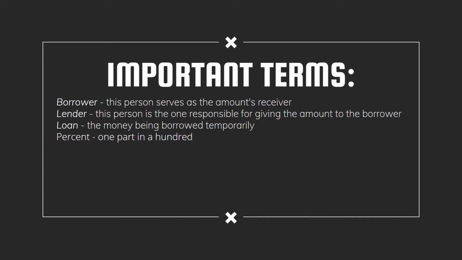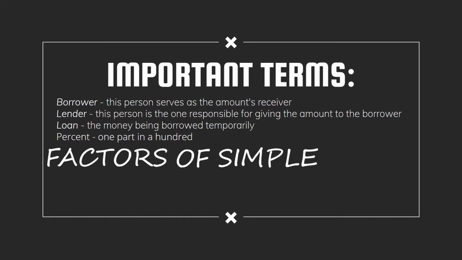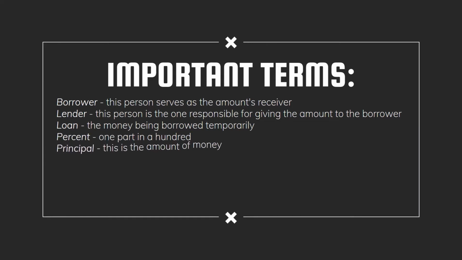In order to truly comprehend and calculate simple interest, one must know its important factors. There are only 3 common factors to be considered with regards to simple interest. Factors of simple interest. Principal. This is the amount of money being borrowed. This could be loaned from a bank or any loaning establishment or borrowed from a person. This will be the basis of how much will be paid with the additional compensation for borrowing.